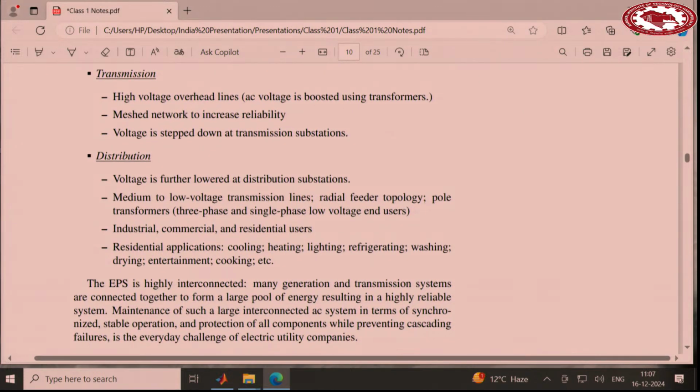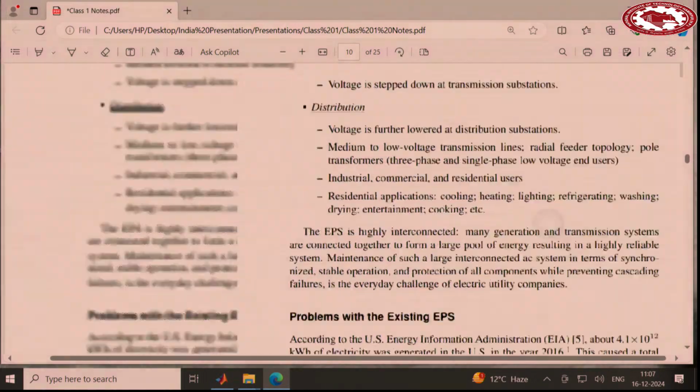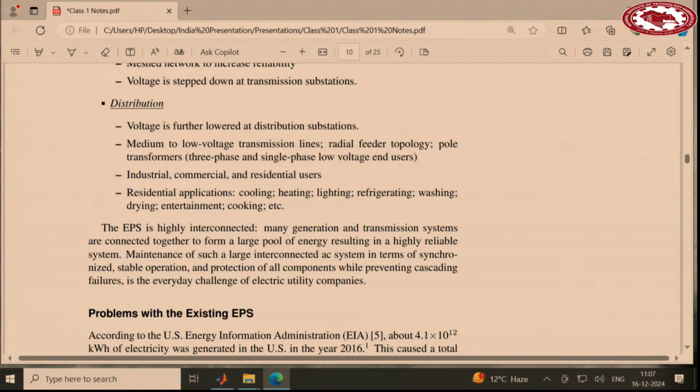Consumers of the power are either industrial, commercial, or residential users. Residential applications, you are all familiar with. You use it every day: cooling, heating, lighting, refrigerating, washing, drying, and so on. So if you look at this power system that we just described, it is a highly interconnected power system. A lot of generators and transmission lines are connected to really build this huge entity that we call power grid or power system together. So it's highly interconnected.